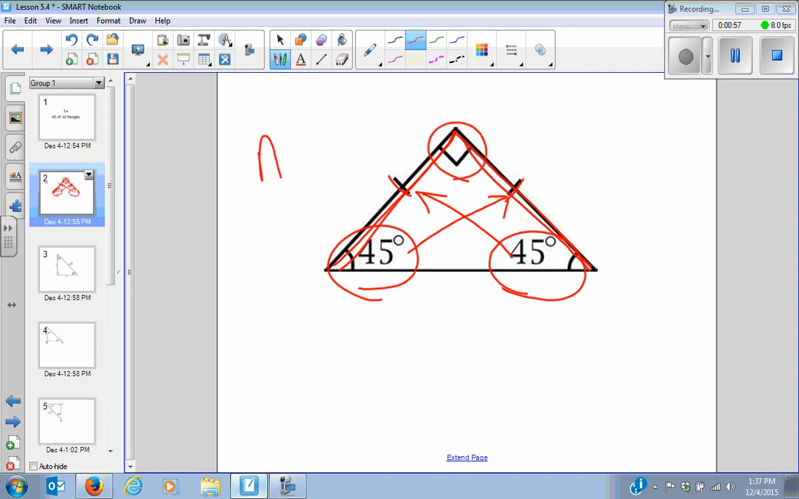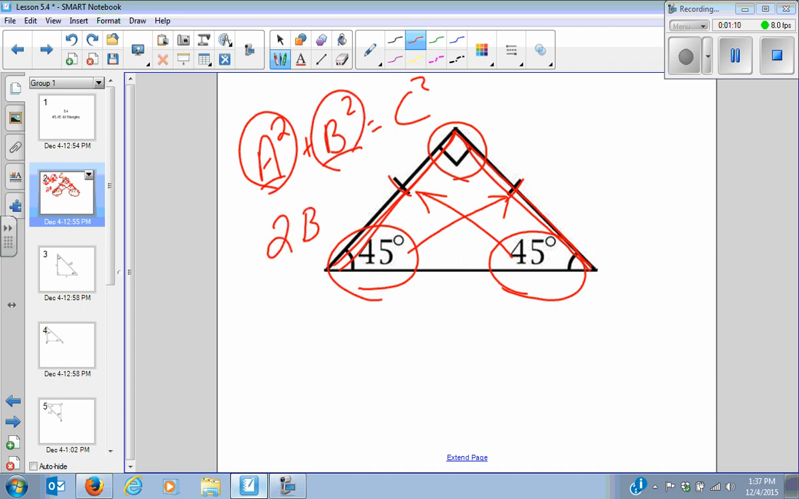So a squared plus b squared is going to equal c squared. But this a and this b are going to be the same value. So actually we're going to have twice that value squared. So either a or b, it doesn't matter, twice that squared is going to equal c squared. So we're going to talk about what happens in that pattern.